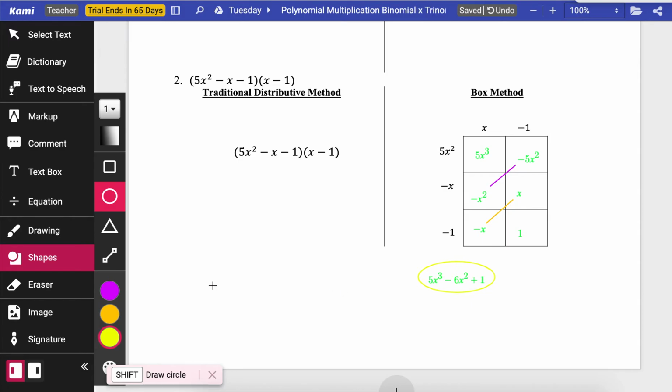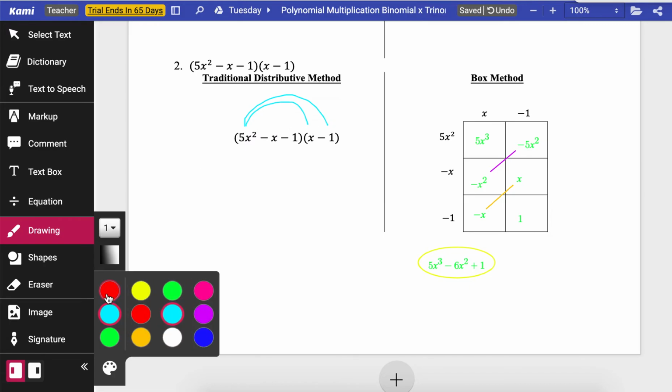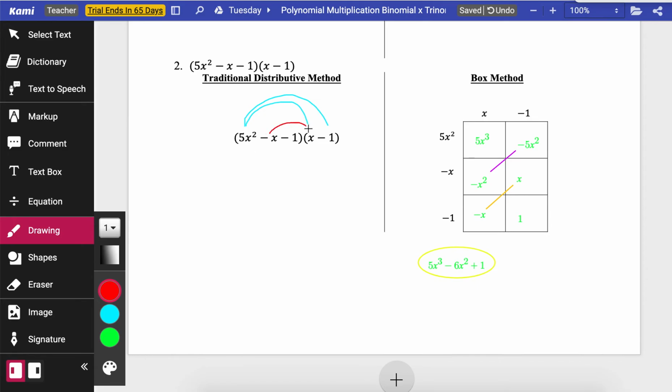Let's check that it matches with what we get with the traditional distributive method. So again, with this method, we take each term from one polynomial and distribute it to everything in the other. So we distribute 5x squared to x and to negative 1. We take negative x and distribute it to x and to negative 1. And finally, we take negative 1 and distribute it to x and to negative 1.